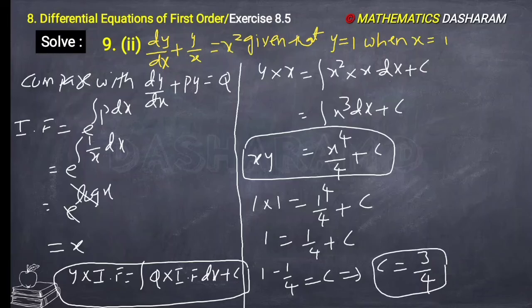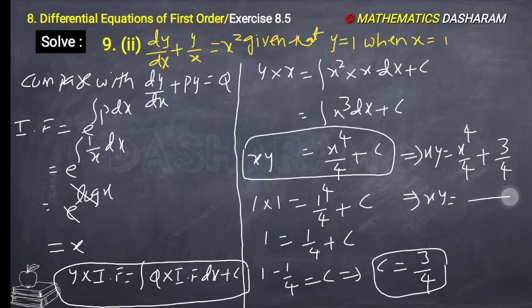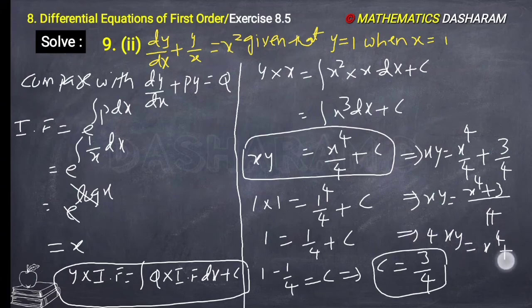So substitute this value in this equation. So then the final answer is x into y equals x to the power of 4 by 4. The c value is how much? 3 by 4. And here x into y equals, 4 is the LCM, x to the power of 4 plus 3, and it implies 4xy equals x to the power of 4 plus 3 is our required answer.